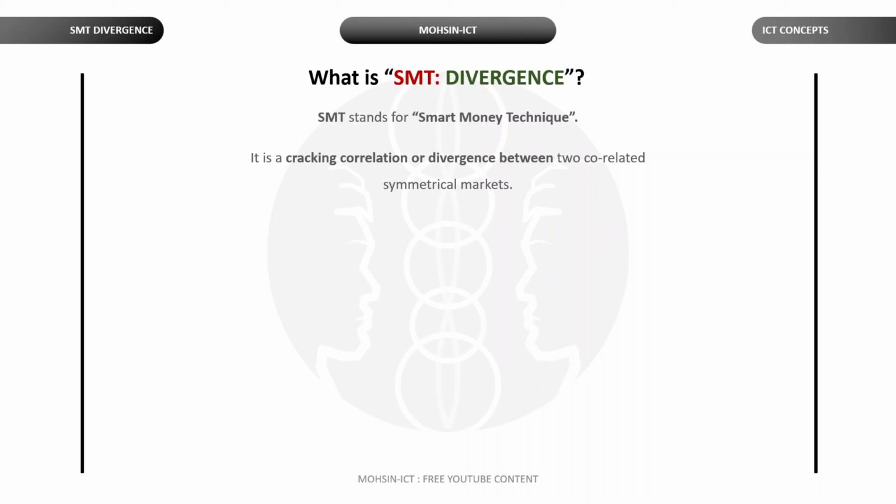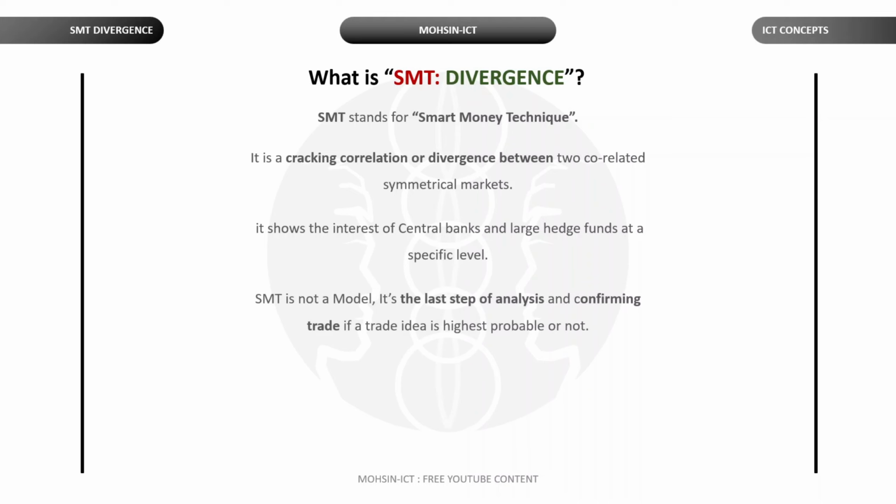What I mean by directly symmetrical is that there's a high for every high in both of these markets. But in the inverse markets, there's a high for low and low for high. It shows the interest of central banks and large hedge funds at a specific key level. And this is very important.